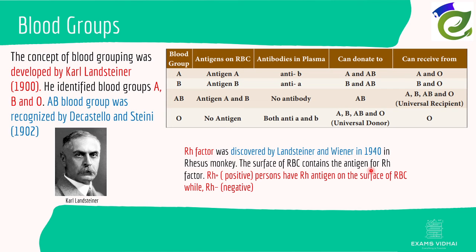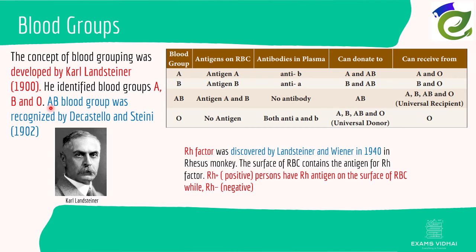For blood groups, I'll be skimming through this slide, and it's also given in the textbook, so don't worry. The concept of blood grouping was developed by Karl Landsteiner, and here's a picture of him, and he identified blood groups A, B and O.